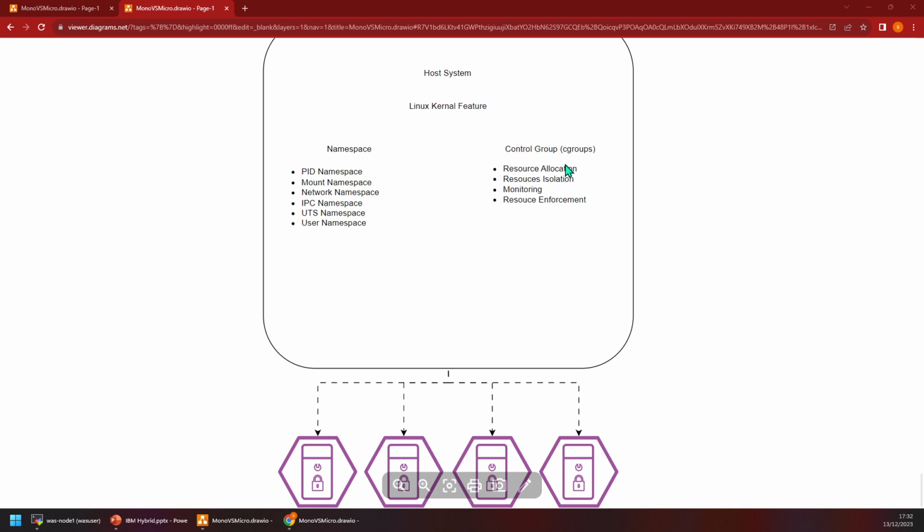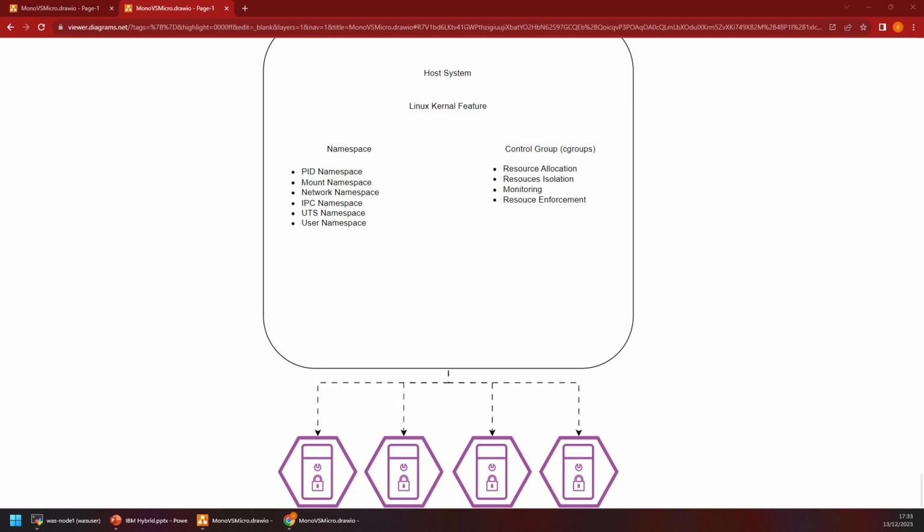Now let's talk about the C groups. The first one we are going to talk about is resource allocation. C groups enables you to allocate and limit system resources such as CPU, memory, block I/O to containers. This ensures that one container cannot consume all the valuable resources, leading to a fair resource sharing among containers.